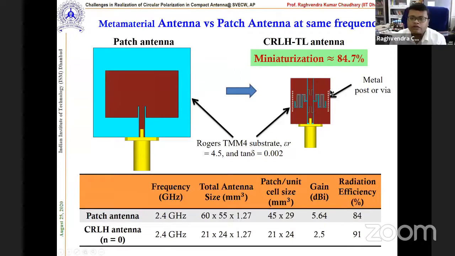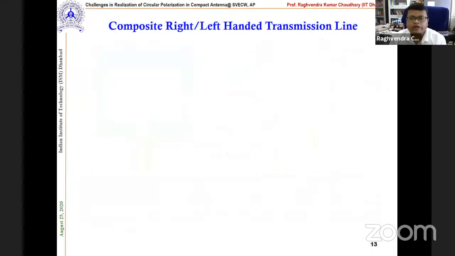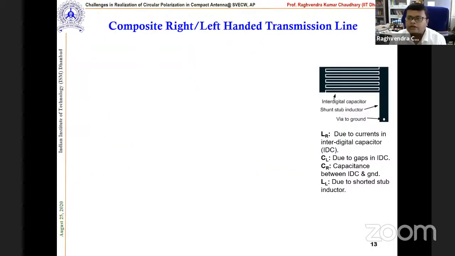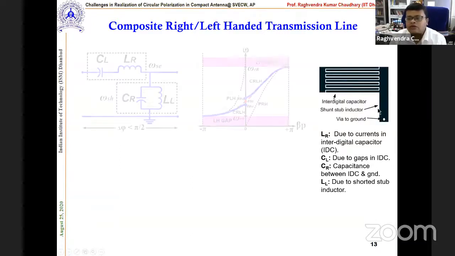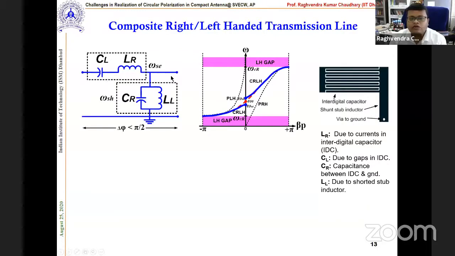Now after that, we'll see the self-utilized property. But before that, I'll brush up on the concepts of compact antennas, because we are going with compact antennas only. The idea is that we utilize the composite right left-handed transmission line. This is a unit cell, with an interdigital capacitor, a shunt inductor, and a via. Based on these, we have an equivalent circuit, and we have a dispersion diagram.